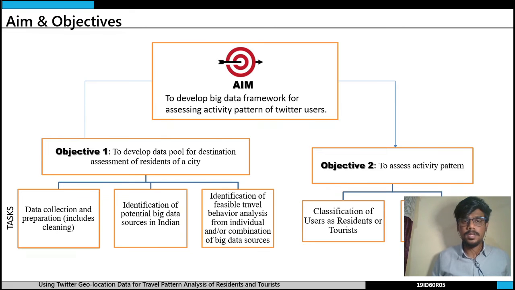The aim of this research is to develop a big data framework for assessing the activity pattern of Twitter users. To attain this, the first objective would be to develop a data pool for destination assessment of residents of a city. And the second objective would be to assess activity patterns.